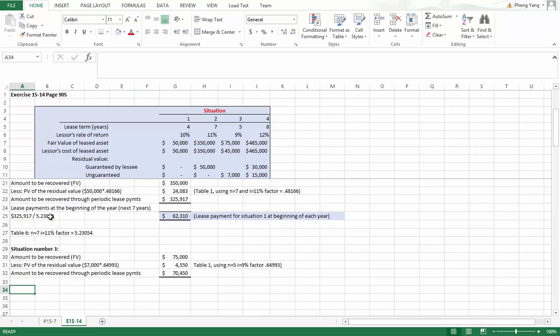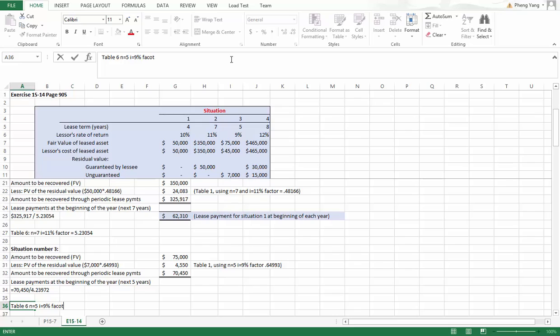Then my lease payments, let me just copy this here. My lease payments at the beginning of the year for the next 5 years is going to be the 70,450 divided by 4.23972, and that is taken from Table 6. Once again, we're going to look at the number of payments, number of periods, which is 5, and our interest is 9%. Okay, present value of an annuity due.